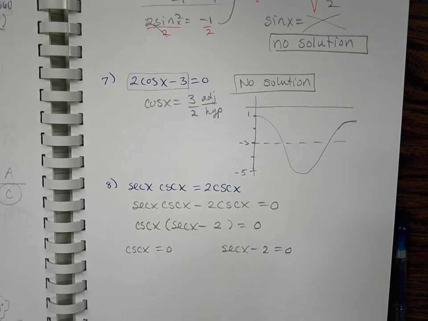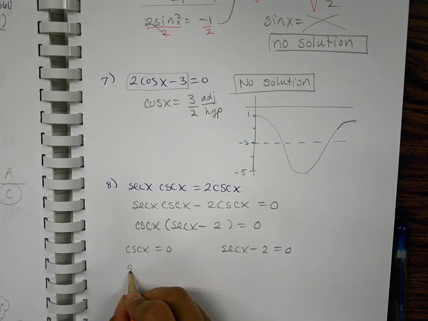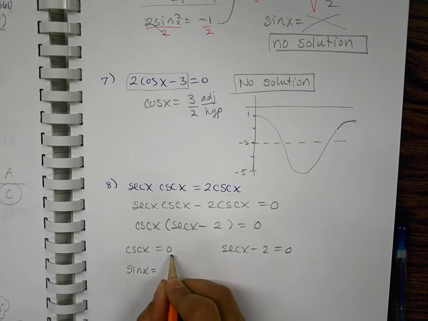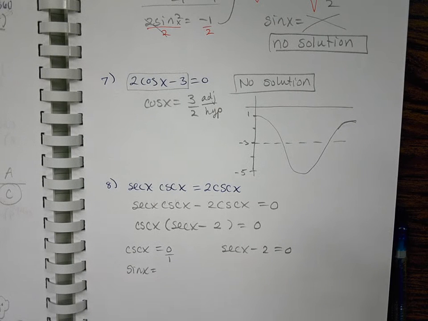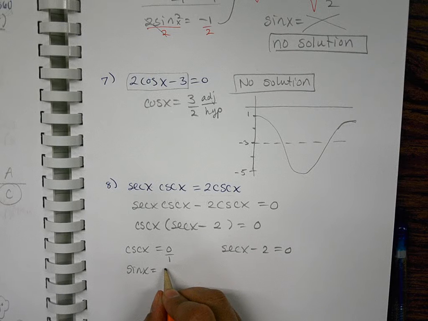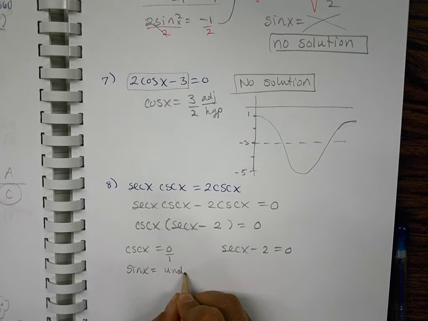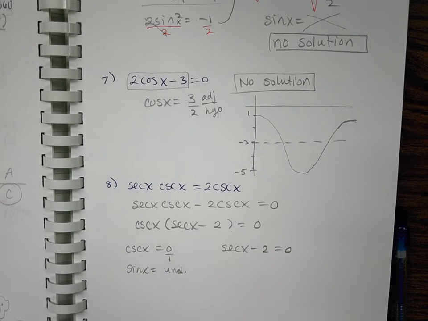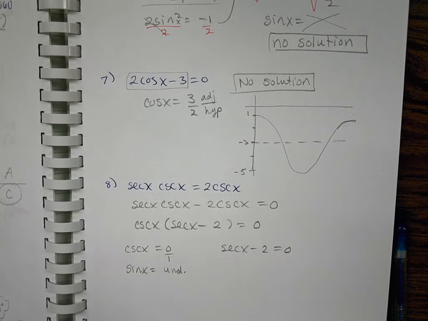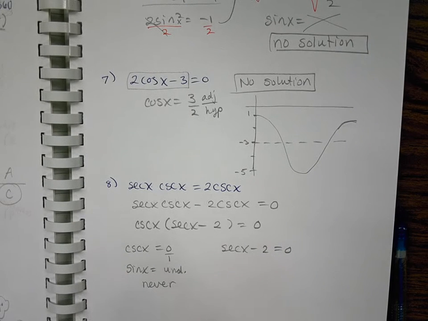Reciprocal of both sides. If cosecant's the reciprocal of sine, 0 over 1, when you reciprocal 0 over 1, it is 1 over 0, which is undefined. Is sine ever undefined? Think about that on your unit circle. Is there ever a time that sine is undefined? No, it never is undefined, so no solution for this first piece.